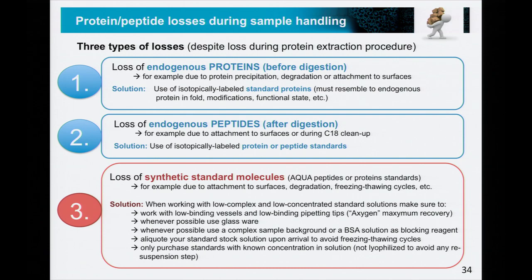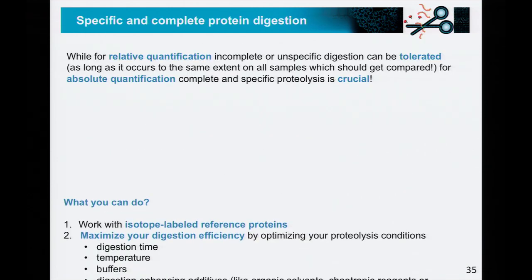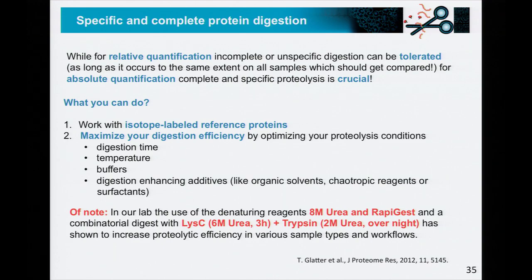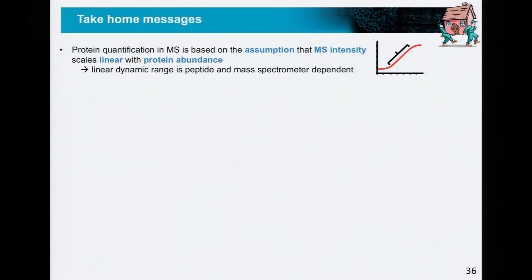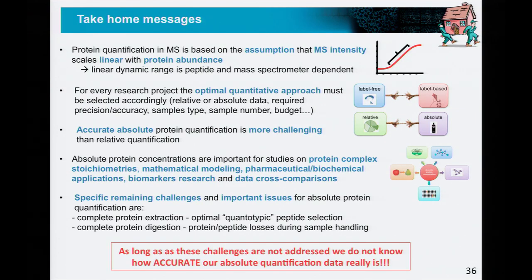Okay. I mean, at this last point, we anyway discussed already that you also need to make sure that you have 100% digestion efficiency in your sample, and again, there are many things you can try. Digestion efficiency is more important in absolute than in relative quantification. Okay, and these are again the take-home messages. You can check them out on the slides that you will get.